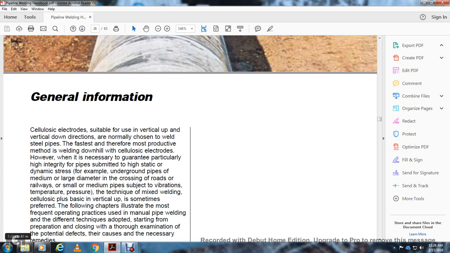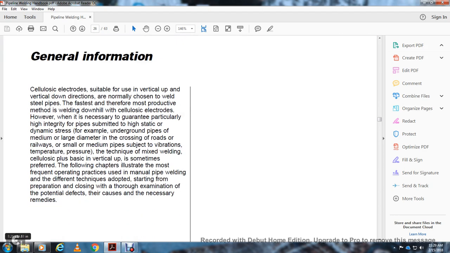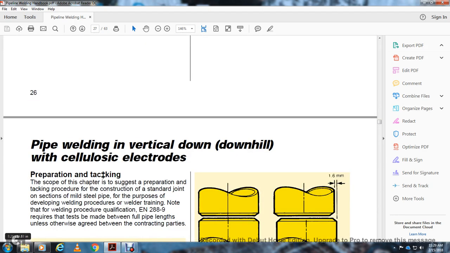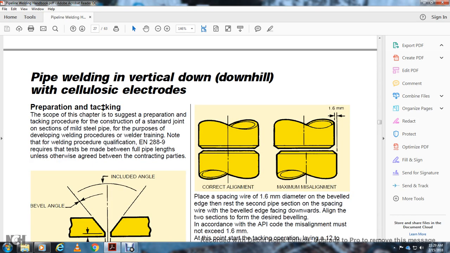The following chapters illustrate the most frequent operating practice for the use of manual pipe welding and the different techniques adopted, starting with preparation, closing, thorough examination, potential defects, and the necessary remedies. Pipe welding vertical downhill with cellulosic electrodes: preparation and tacking. The scope of the chapter suggests that preparation and tacking proceed with the construction of a standard joint on a mild steel pipe section, for the purpose of developing the welding procedure, welding training, and welding procedure qualification with the electrode, as required for testing between the full pipe length, unless otherwise agreed between the contracting parties.